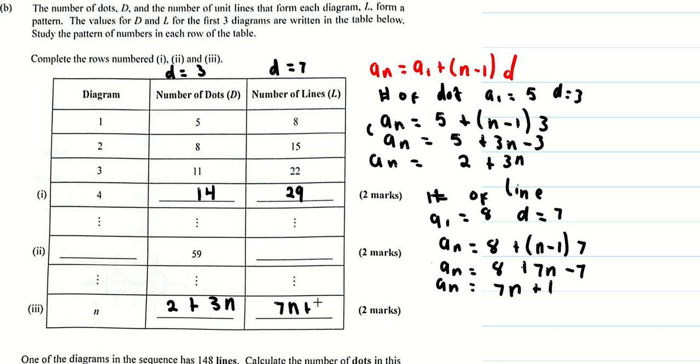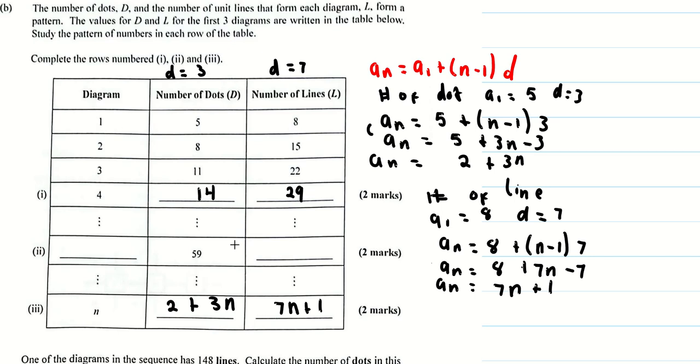So that would be the formula for this. Now we could always check to make sure that we're correct. When n is equal to 4, that's 2 plus 3 by 4 is 12. 12 plus 2 is 14. So we see that it works. And let's check out this one. 7 by 4 is 28. 28 plus 1 is 29. So it does work. Right, now that we have found this, it is pretty easy to do.